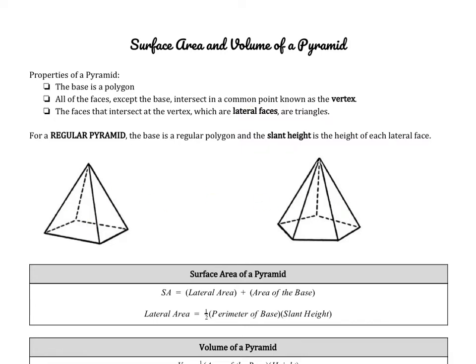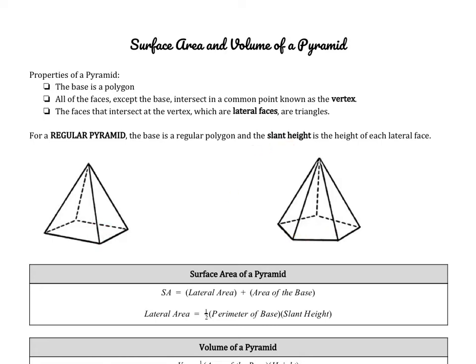So if you look down below, here you can see our base is a rectangle, here our base is a pentagon, and the sides, or the lateral faces, all intersect at this point up here, which would be the vertex. And the last property is that the lateral faces are always going to be triangles. A regular pyramid has all those same requirements, except the base is a regular polygon, meaning it has the same side lengths and the same angles within the base.